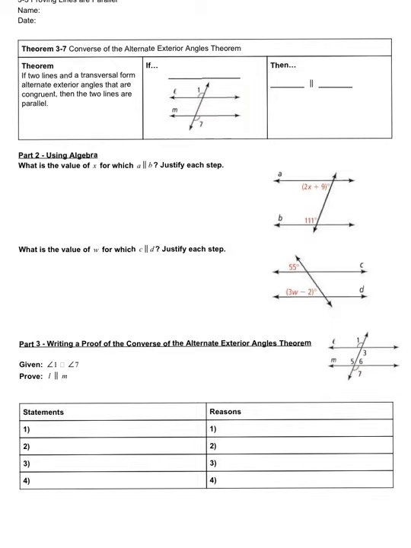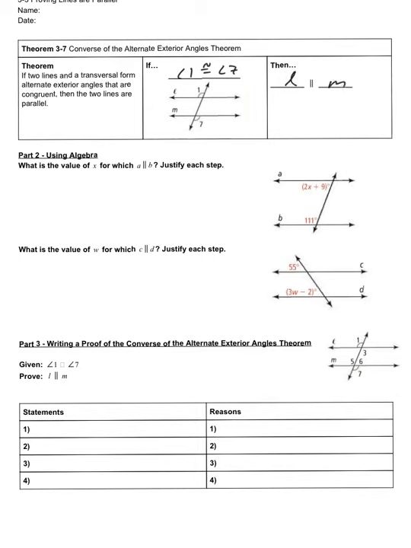All right, theorem 3.7, converse of alternate exterior angles theorem. If two lines and a transversal form alternate exterior angles that are congruent, then the two lines are parallel. Okay, we know that alternate exterior angles are congruent if the lines are parallel. So what we're saying here is if the two angles are congruent, then we know that the lines are parallel. So if angle 1 is congruent to angle 7, then line L is parallel to line M, okay?